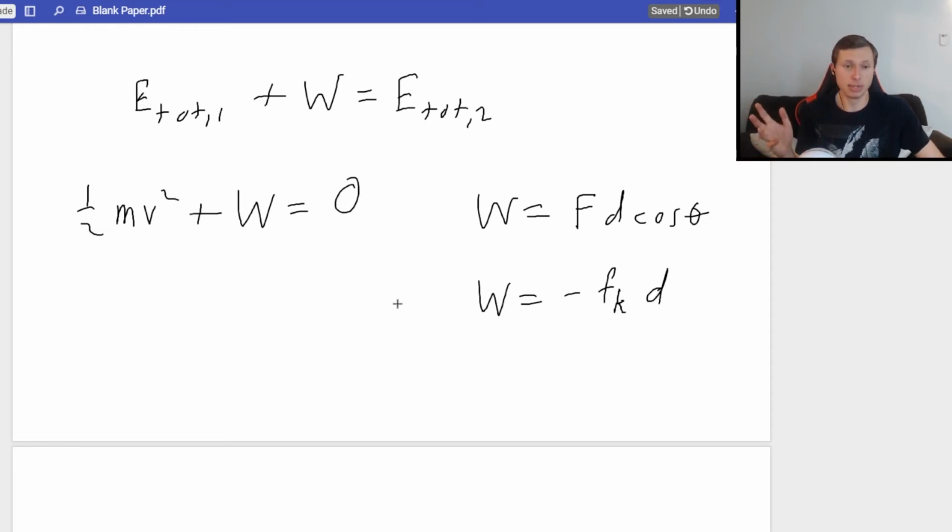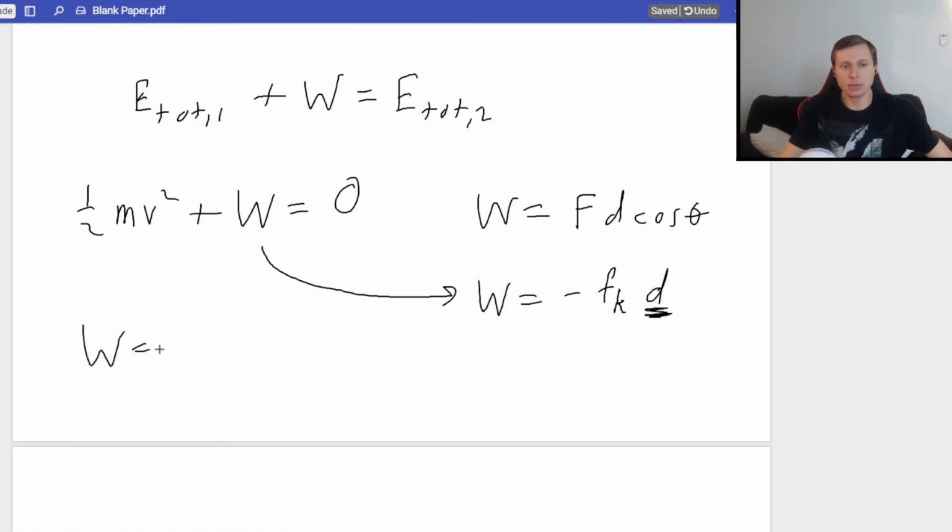And that is possible, especially when there's friction involved. Okay, great. So now, we have 1/2 mv squared plus w equals 0. I'm going to solve for w real quick, because then I can plug w in right there and ultimately find this distance d, which is what we're solving for.